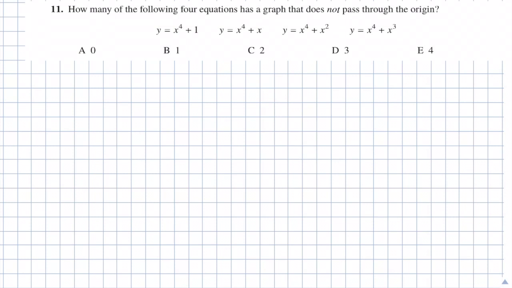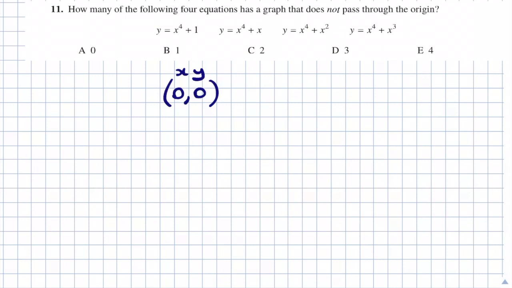So in order for these equations to be passing through the origin, we know that the coordinates that they have to pass through are x is 0 and y is 0. So if we substitute our x value as 0 into all four of these equations, and if we end up getting a y value as 0, then we know that it's passed through the origin. However, if our y value doesn't equal 0, then that must be the equation that doesn't pass through the origin.